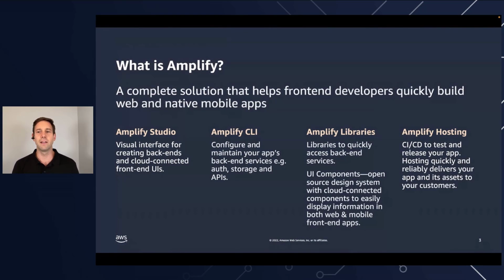To kick things off, let's talk about what AWS Amplify is. It's a complete solution that helps front-end developers quickly build web and native mobile apps. To break that down, the solution is made up of a set of services. At a high level, we have Studio, CLI, libraries, and hosting. Studio is a visual interface for creating both backends and cloud-connected front-end user interfaces, or UIs. Amplify CLI, which stands for Command Line Interface, allows you to configure and maintain your app's backend services. That would be things like authentication, storage, APIs.